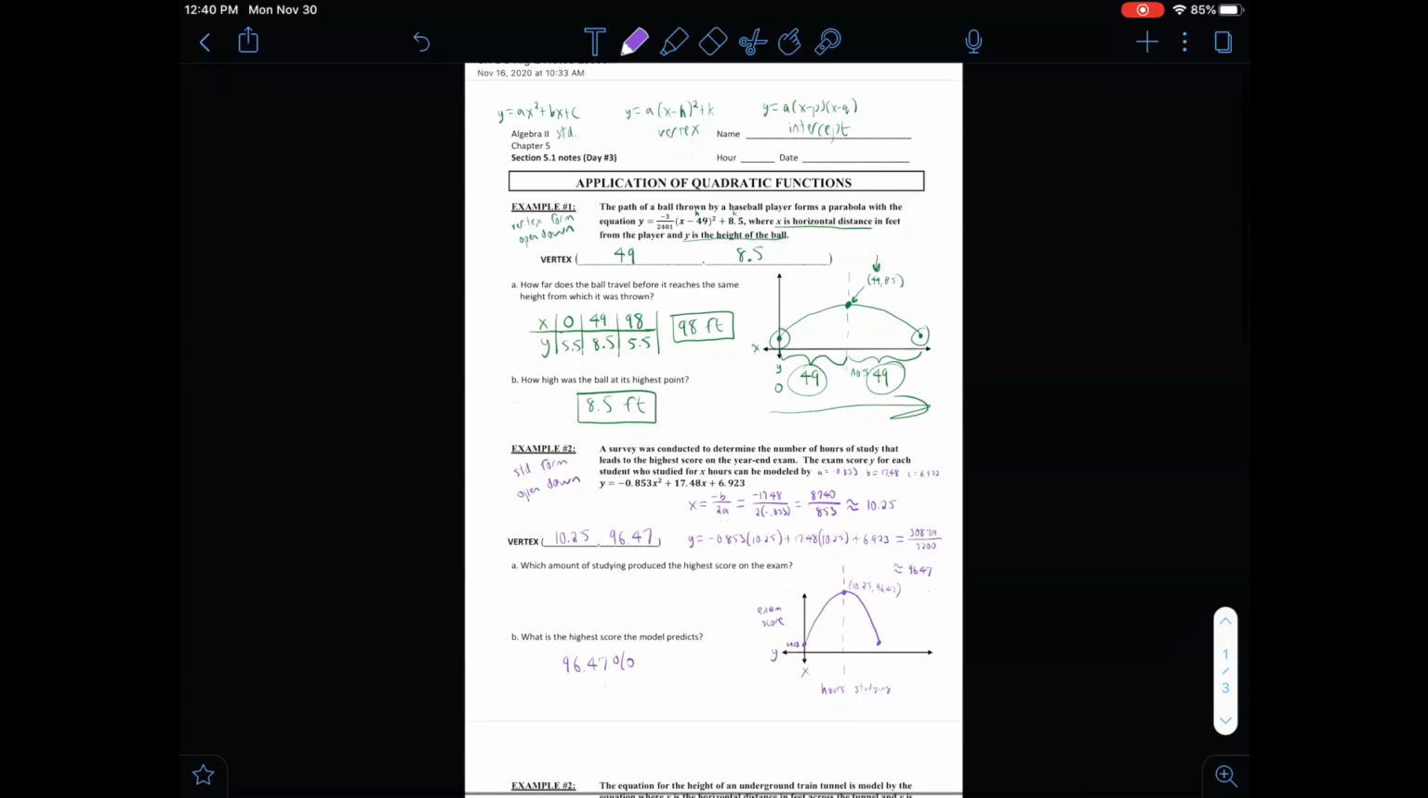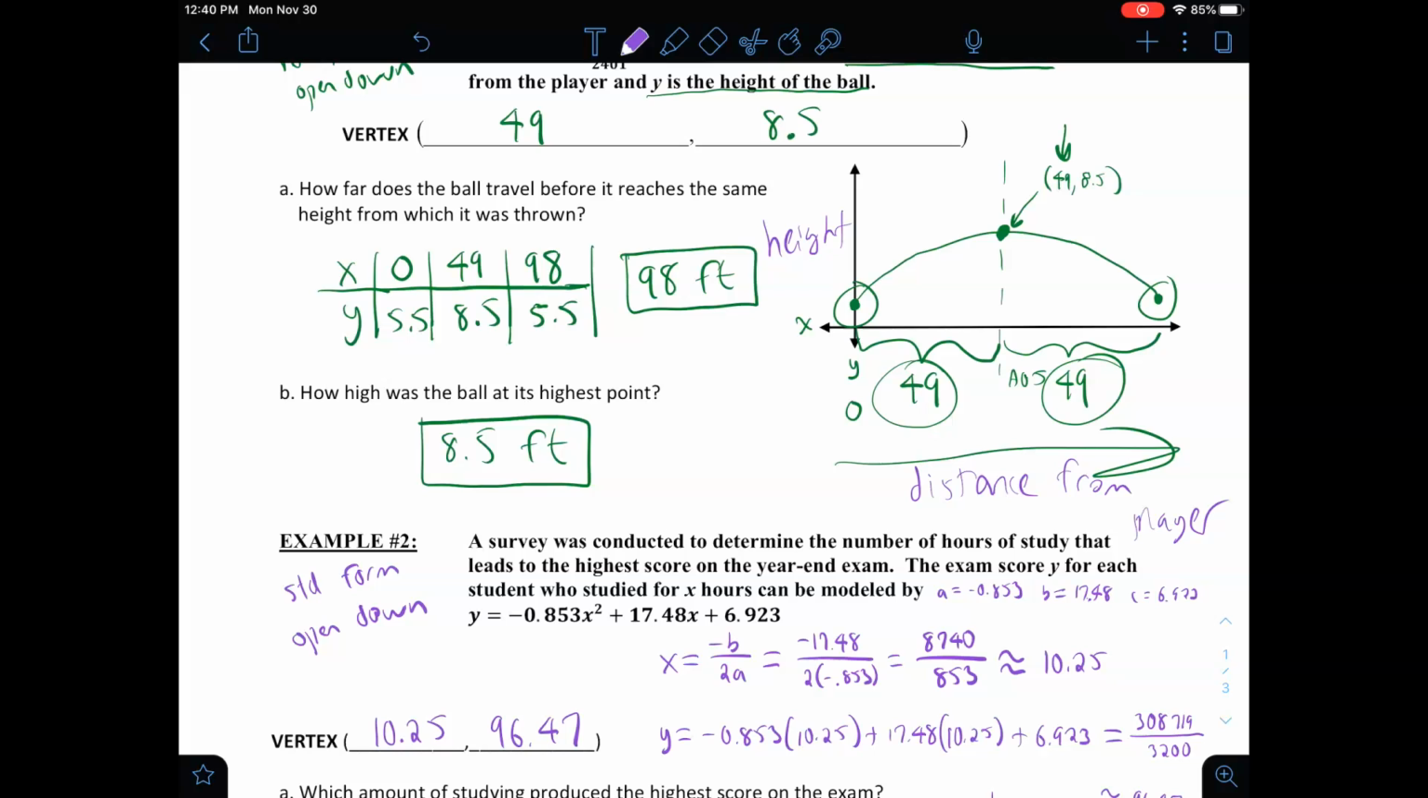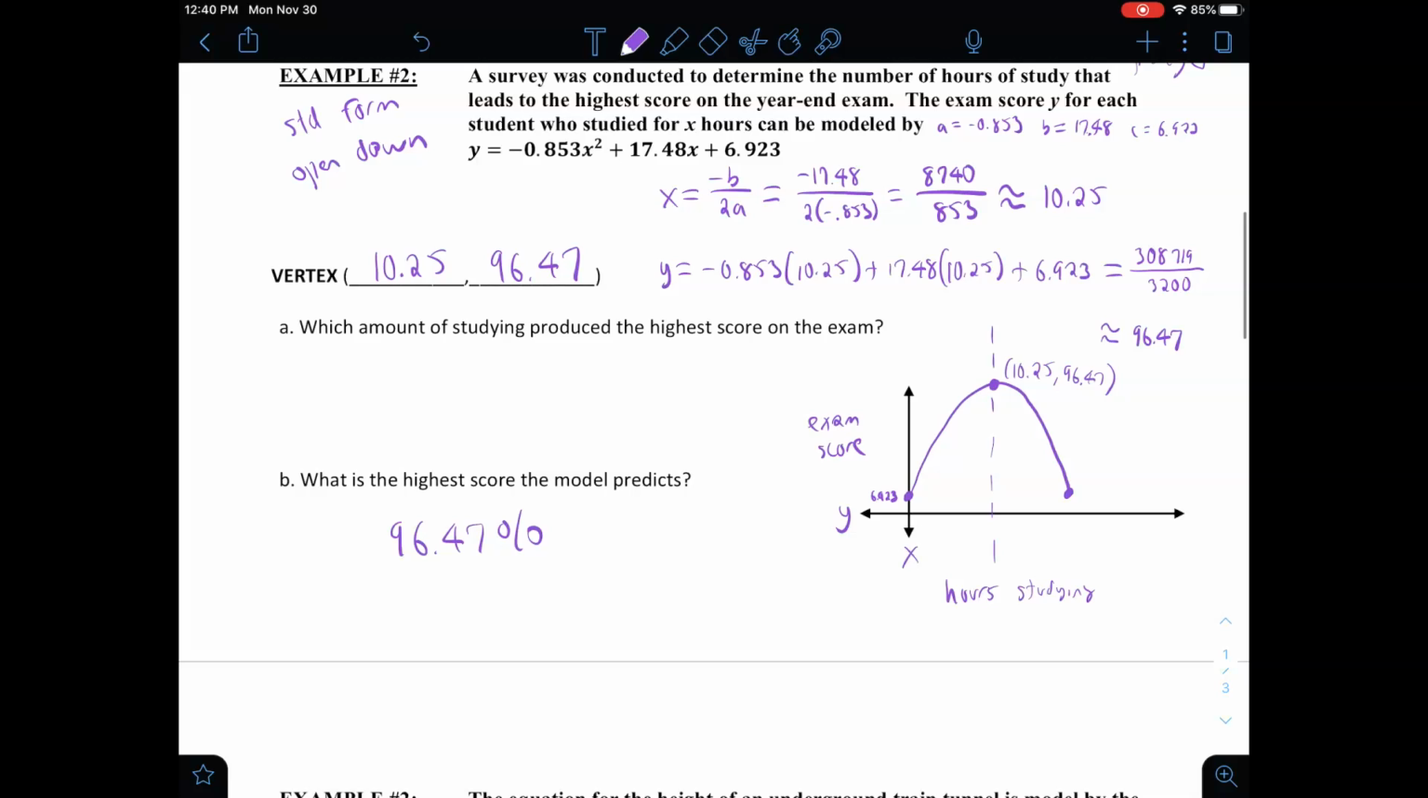Okay, going back to this other one here, I forgot to write it down on the axis, but this is going to be distance from player is the x, and then this is going to be height of the ball. Okay, I can zoom in there if you need to see that. So that was the x and the y values for that last problem. For this problem, it's hours studying and exam score. So the highest exam score you can get is 96.47, it's the vertex. It's the highest point of an open-down parabola. So then the amount of studying it took was going to be 10.25 hours, right?